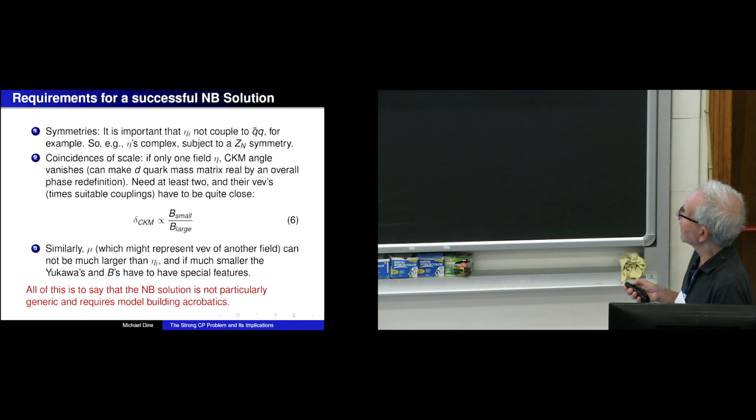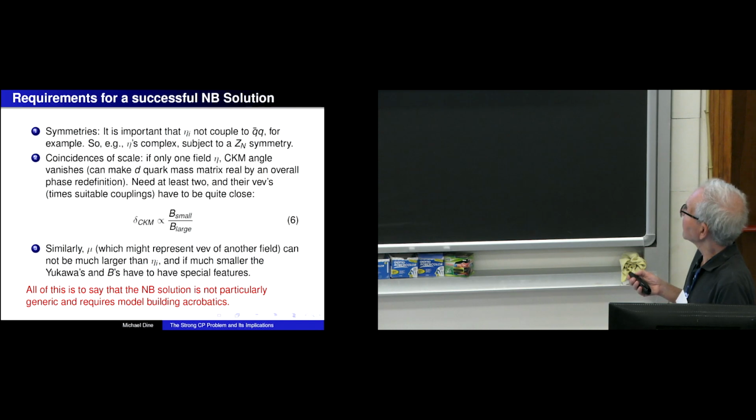So the CKM angle in particular is sort of the ratio of a smaller one, this parameter b, to a larger one. This can't be extremely small, or we won't have a suitable CKM angle. The CKM angle is not particularly small.